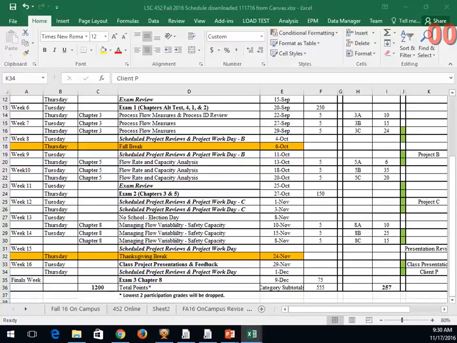Next Tuesday is a scheduled project review and work day, so I will be on campus. For those of you who haven't completed your projects, it's going to be an opportunity for you to meet with me during class time or schedule something outside of class time. Again, I think there's a couple of the groups that probably need to take advantage of that.